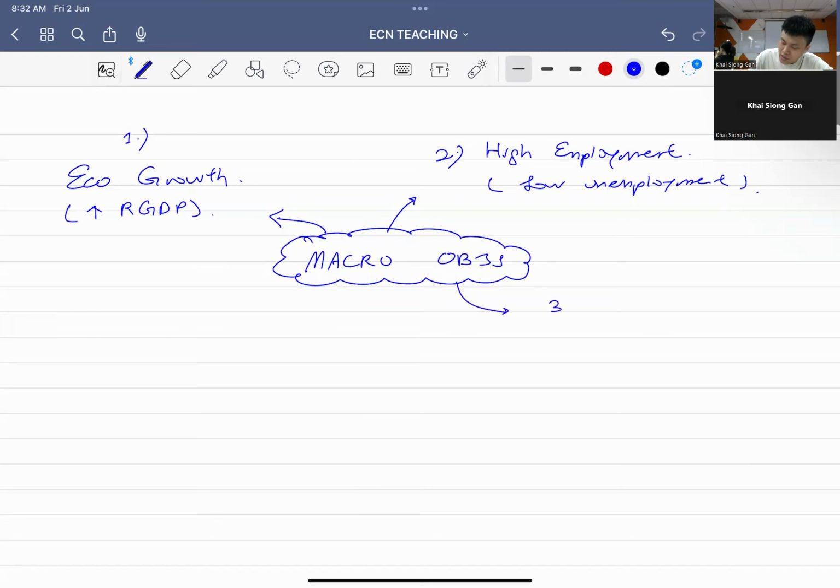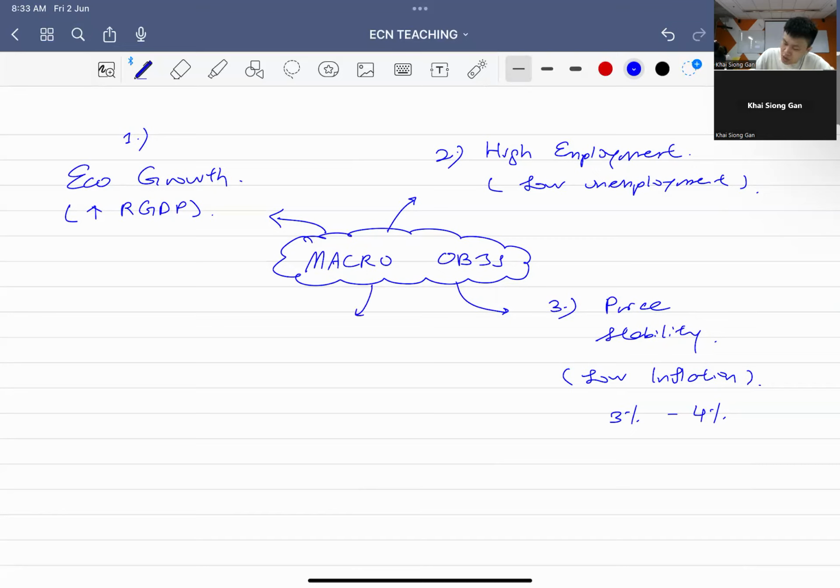What else? The government will also try to achieve price stability. So the price itself will not suddenly go up too high in the upcoming years. When we talk about price stability, that means I want to achieve low inflation in the country. For example, 3 to 4% every year is good. That means if the price only increases by 3% every year, that is okay. That gives an incentive for the producers to produce more goods and services as well, right? So price stability is another macro objective.